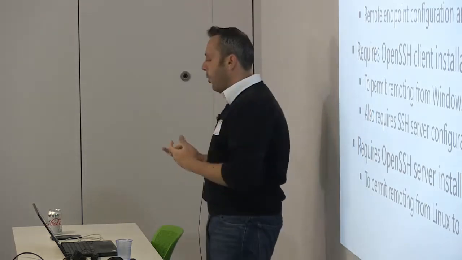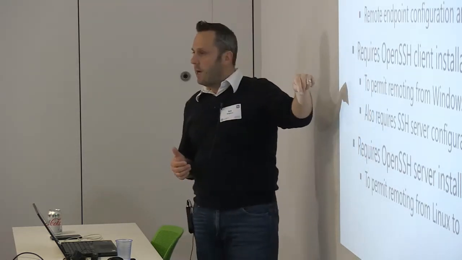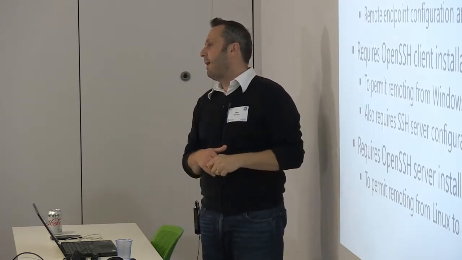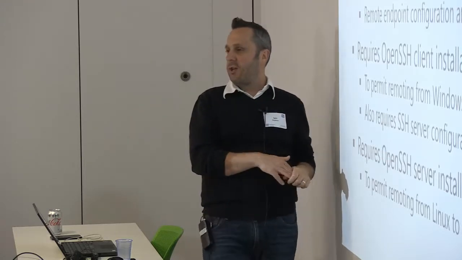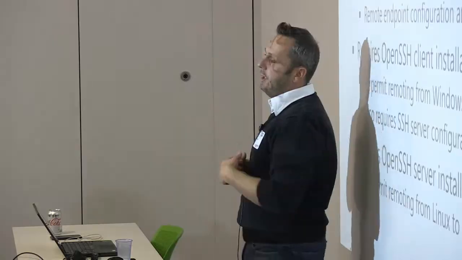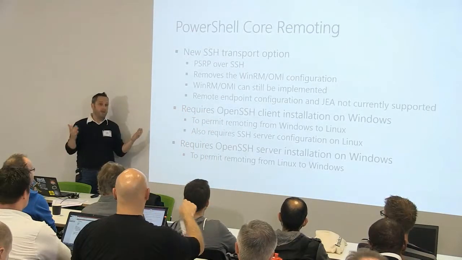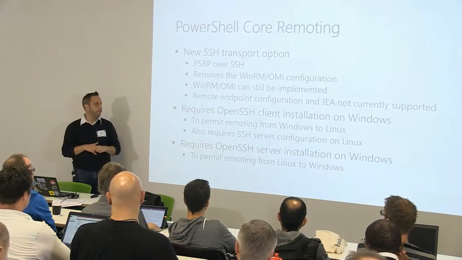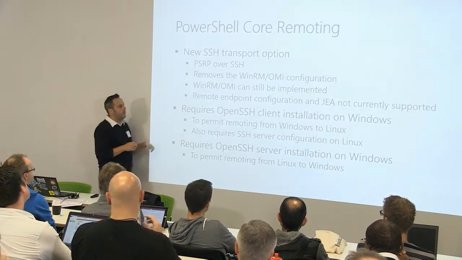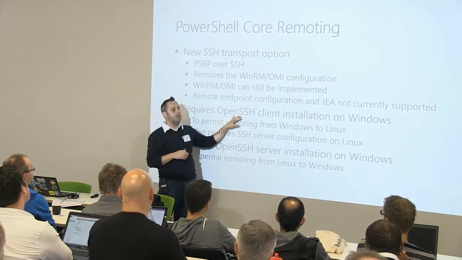So you're going to be able to install SSH on Windows as a server, so you can remote from a Mac or a Linux-based PowerShell Core installation. You can remote over SSH to a Windows server, or you can go the other way around, right? So you can go from Windows to Linux. You can go Windows to Windows over SSH now in PowerShell Core as well. You do need to install OpenSSH.